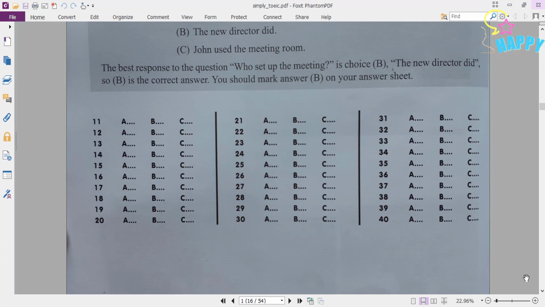Number 16. Are you already a member? A. Yes, I registered this morning. B. No, I forgot it. C. Not since yesterday.